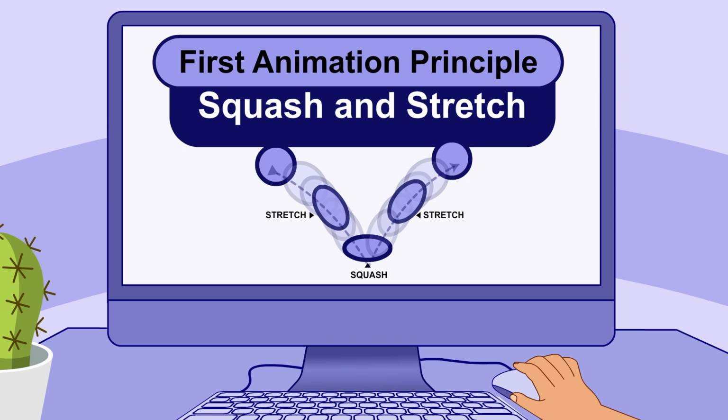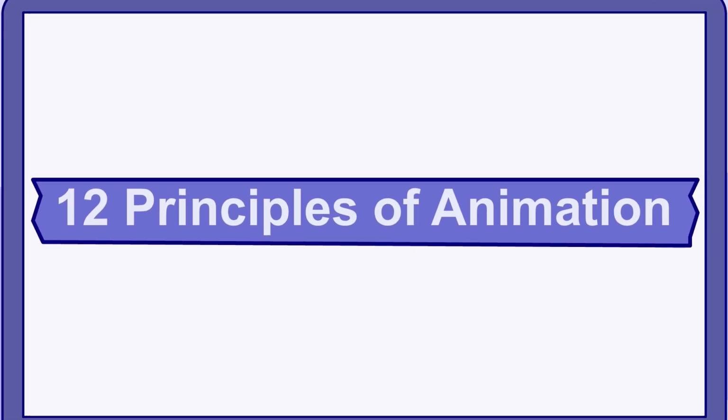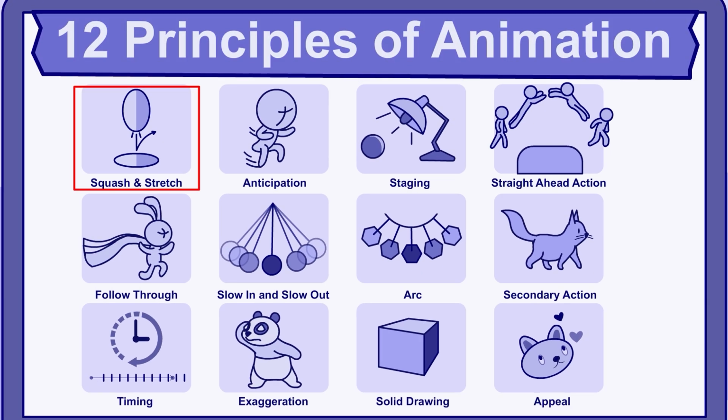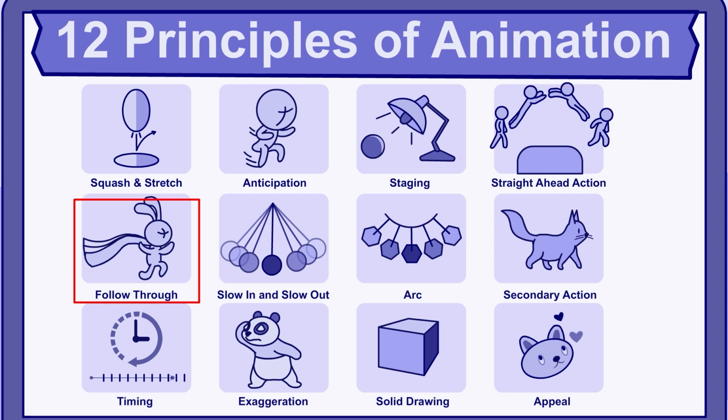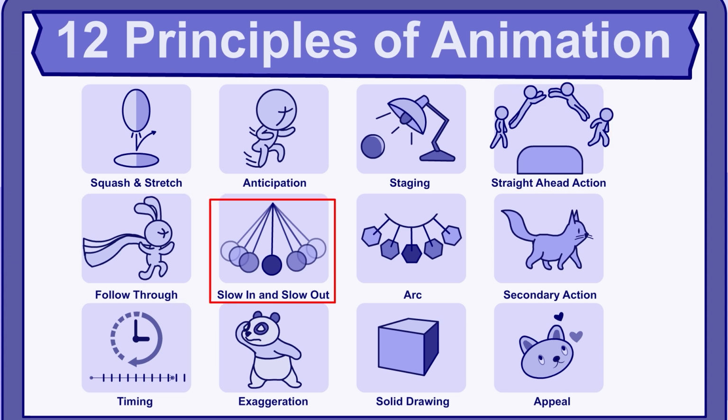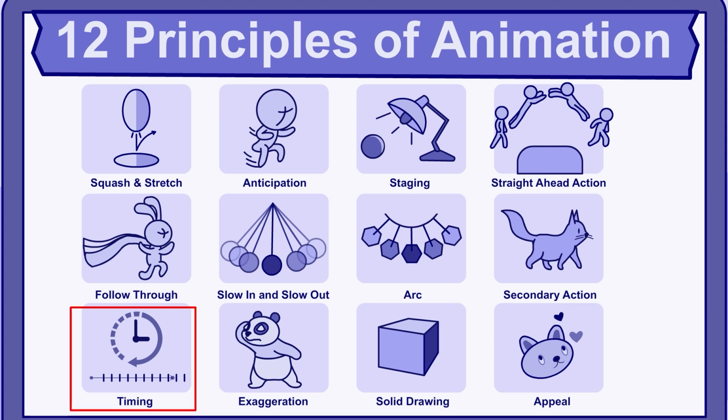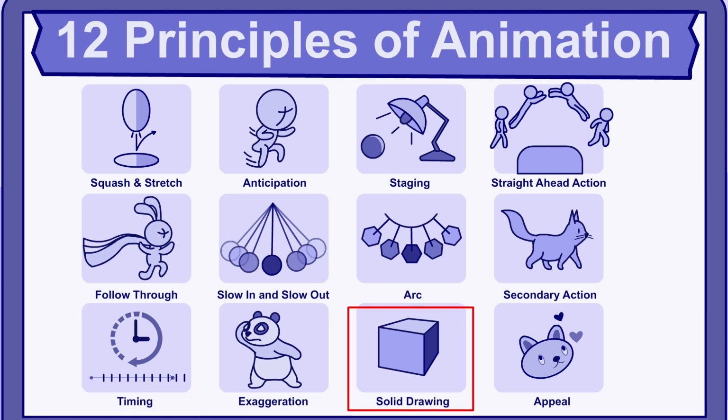But before that, let's do a quick run through of all the 12 animation principles. Here are the 12 principles of animation. Squash and stretch, anticipation, staging, straight ahead action and pose to pose, follow through and overlapping action, slow in and slow out, arc, secondary action, timing, exaggeration, solid drawing, and finally appeal. In this part 2 mini series, we will break down these 12 animation principles in a way that makes them easy to understand and even easier to apply using Adobe Animate.